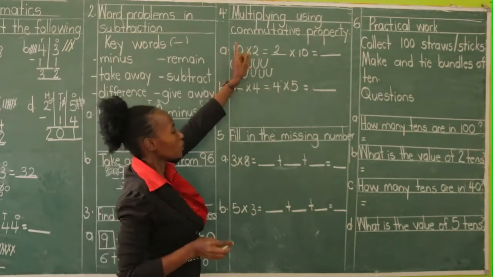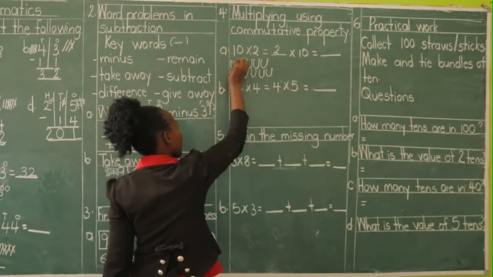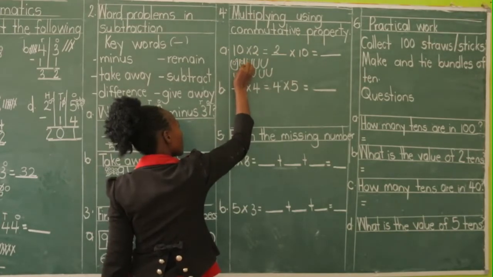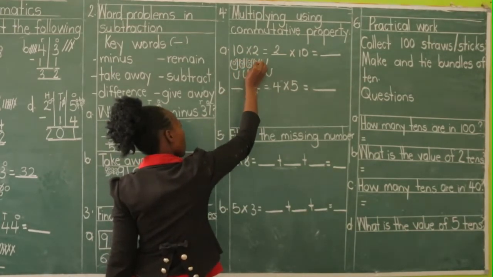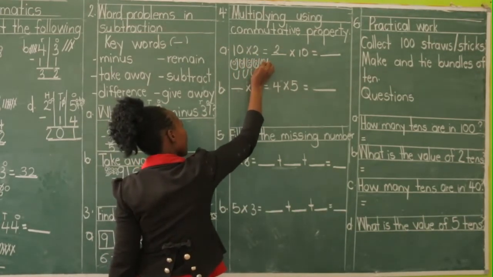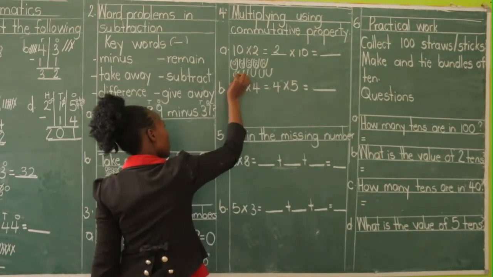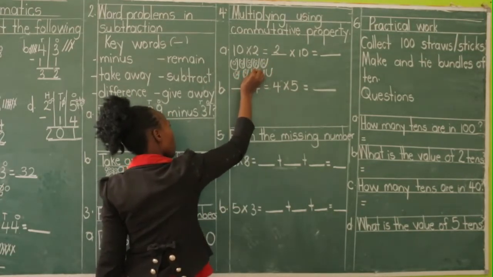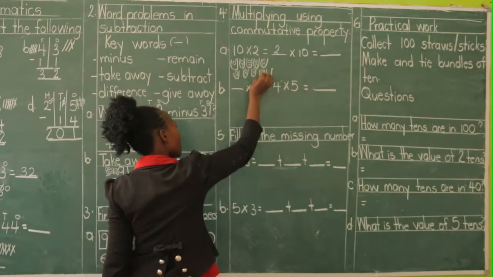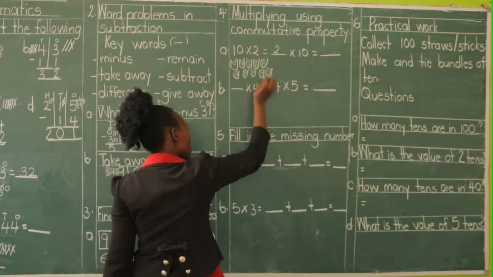10 groups of 2. We put in 2 in each group.